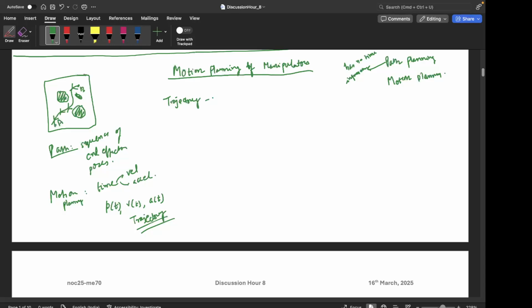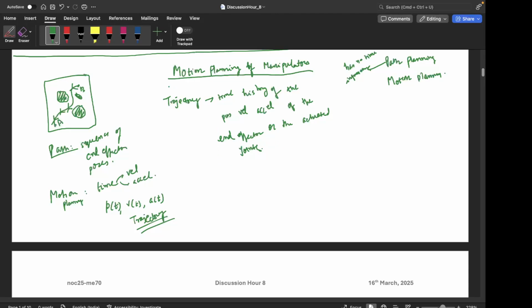So time history of the position, velocity, acceleration of the end effector or the actuated joints. So that is known as the trajectory.